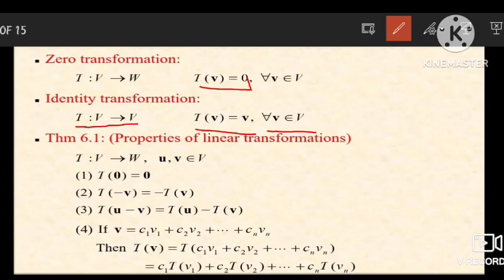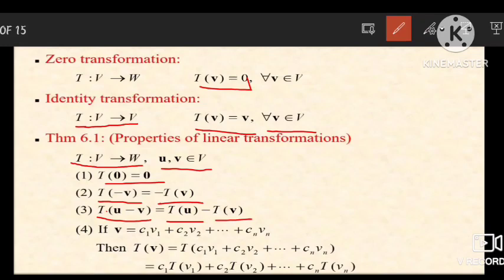Now properties of linear transformation. Function T is such that vector space V is mapping into vector space W, and u, v belong to V. First is T(0) = 0. Second is T(-v) = -T(v). Third is T(u - v) = T(u) - T(v).